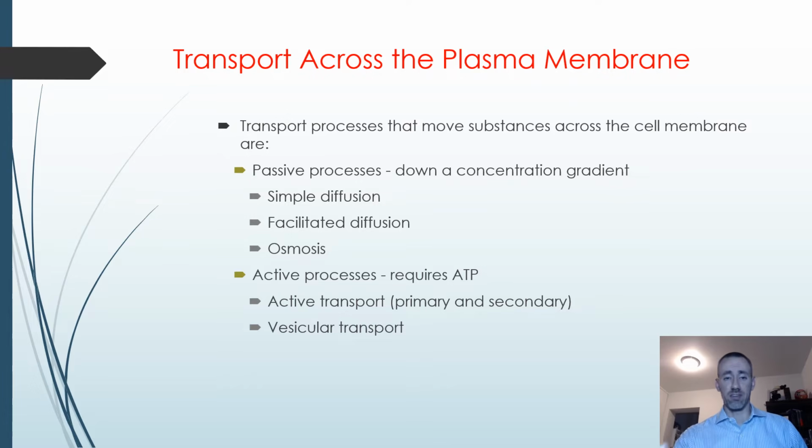Just in brief, we kind of discussed this already, but transport across the plasma membrane. Processes that move substances across the cell membrane are passive and active. Passive includes simple diffusion, facilitated diffusion, and osmosis, which is really a form of simple diffusion. Again, that's a passive process. The active process is going to require ATP, moving things against their gradient, which has primary and secondary characteristics, which we've discussed, as well as things like vesicular transport. This is where you're moving bulk or very large molecules into or out of the cell. More detail on that will follow in the lectures to come.